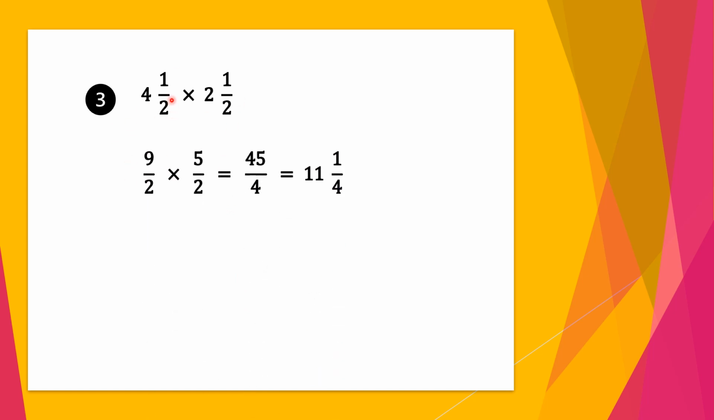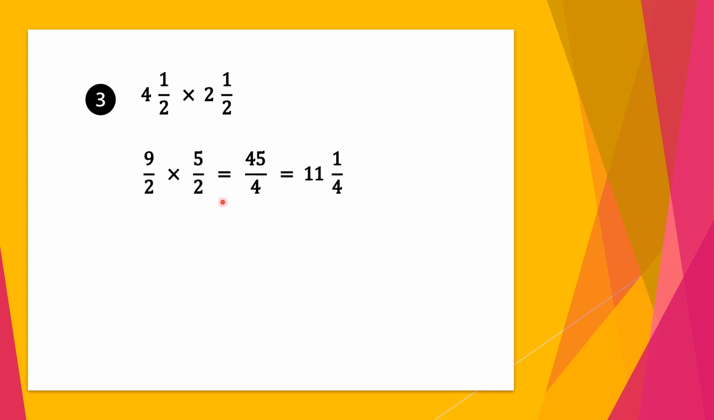Moving on to question 3. We have 4 1/2 times 2 1/2. Again, the first thing we do, we convert our mixed fractions to normal fractions. So 2 times 4 is 8, plus 1 is 9. And we bring our denominator 2 as it is. We bring our multiplication sign as it is. And we do the same thing for the second fraction. 2 times 2 is 4, add 1 is 5. And we bring our denominator 2 as it is.